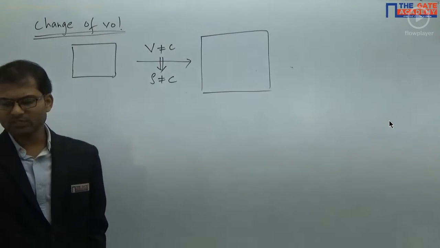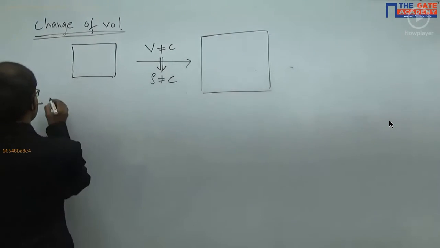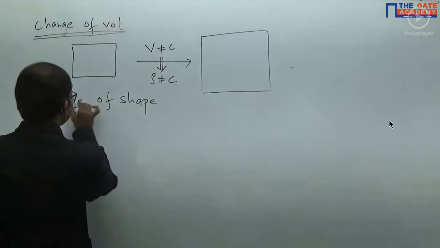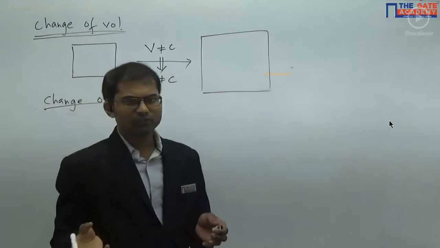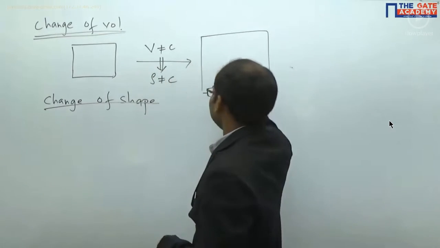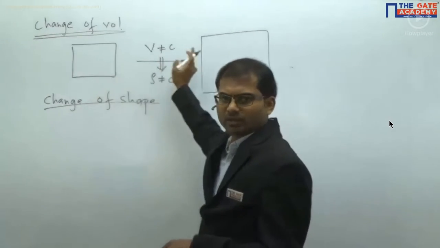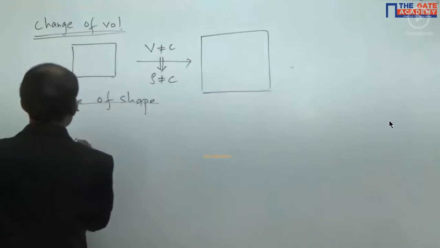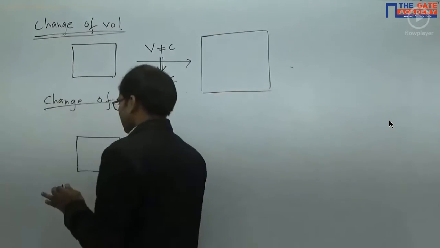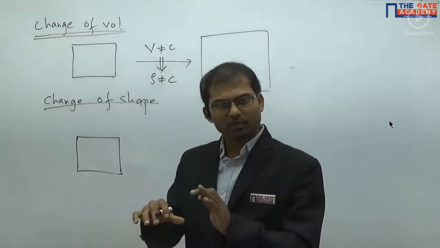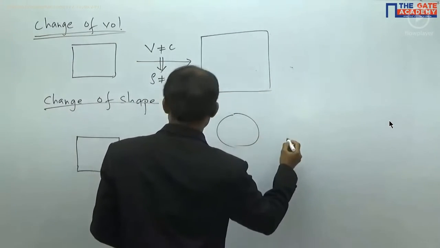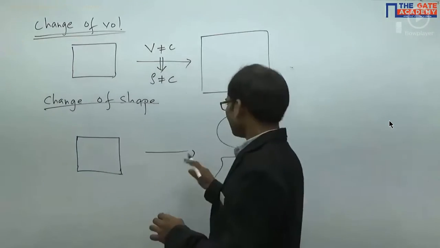Okay, so now we are going with the next one, that is change of shape. Change of shape means it will be looking different before the application of load and after the application of load. Here it is looking almost similar before and after the application of load. So if some load is acting and making it go to some other form, some other circular form like this, it will look a little bit different here.